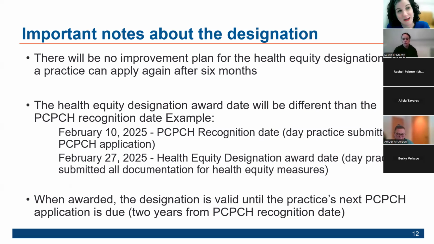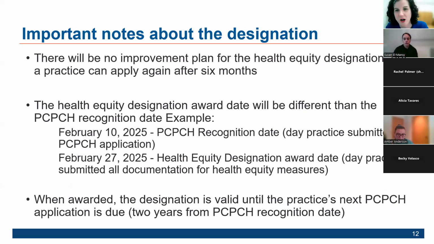And so that won't really matter too much, except if maybe people are asking you, like, when did you get the health equity designation? Then you would have maybe a different date that you could tell them than when you actually got your PCPCH recognition. Because overall, your health equity designation will still be valid through your next PCPCH application date. So you'll still be reapplying for that at the same time that you apply for PCPCH recognition. It's just the start date may be a little bit different.